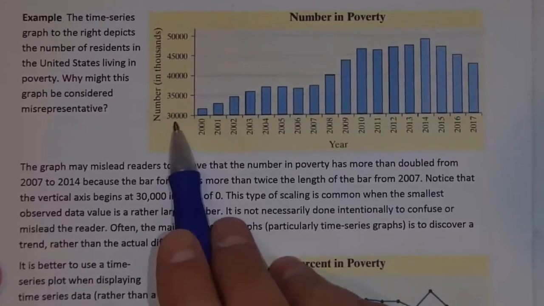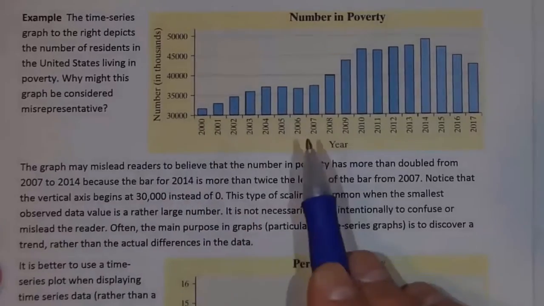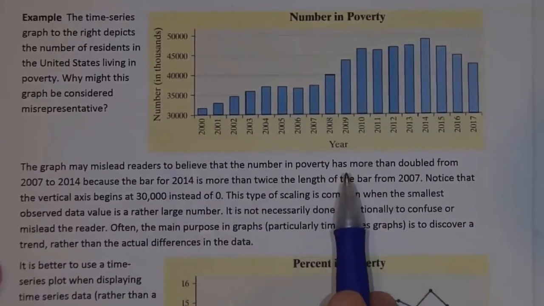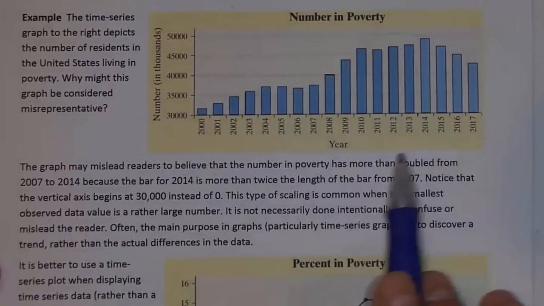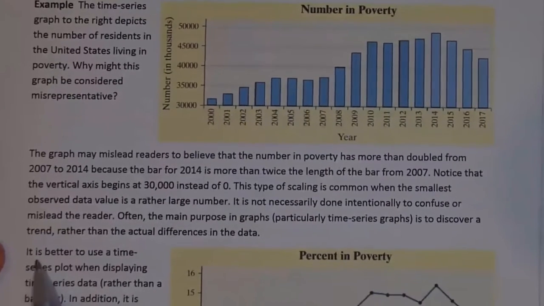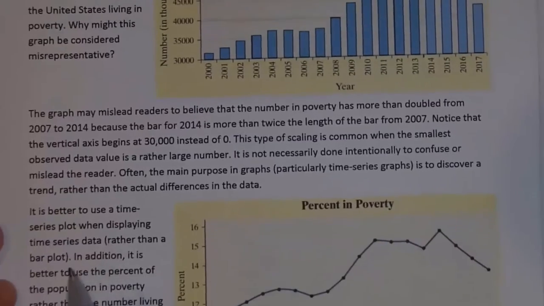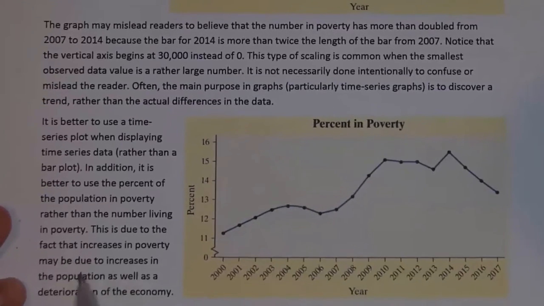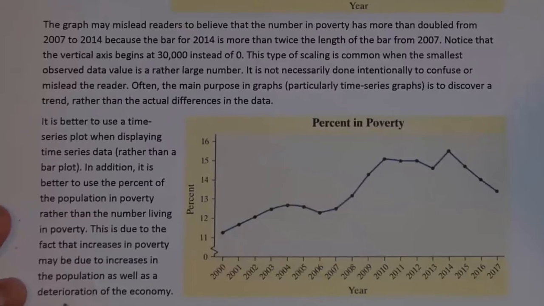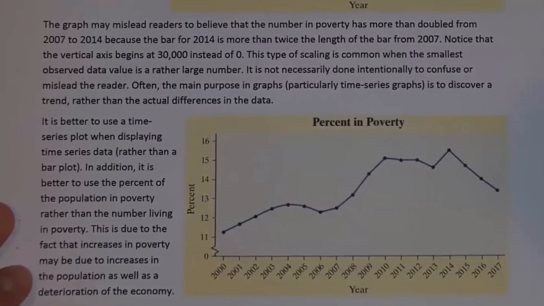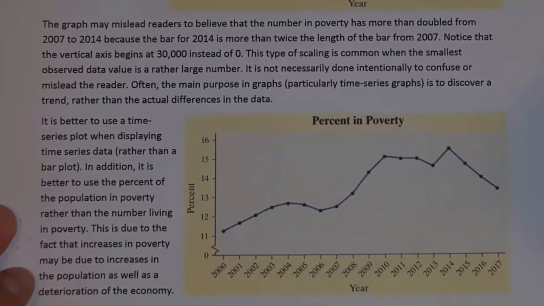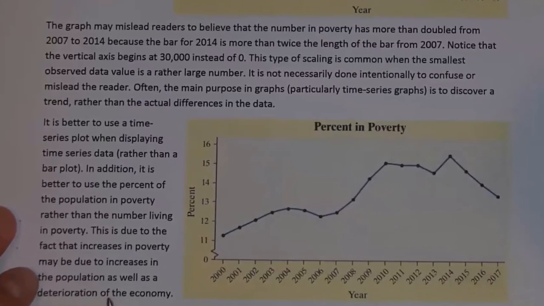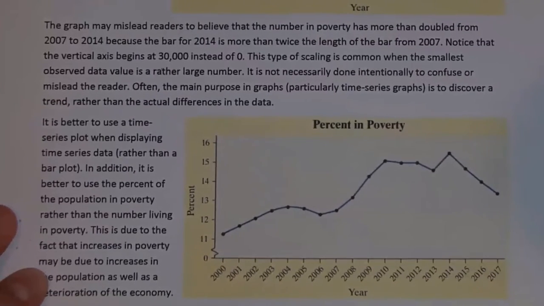So again, the author points out that one issue is not starting at 0, but to be totally honest, that is somewhat commonly done on time series graphs, because usually the intent is to look for a trend. It is better to use a time series plot when displaying time series data rather than a bar plot. In addition, it is better to use the percent of the population in poverty rather than the number living in poverty. This is due to the fact that increases in poverty may be due to increases in the population as well as deterioration of the economy. So again, if we look at percentages, that's going to give us a more accurate indicator, particularly if we're talking about things like economics. A bigger population is going to automatically result in a higher frequency. So relative frequency is probably a better thing to look at.